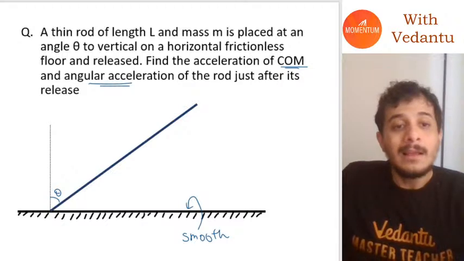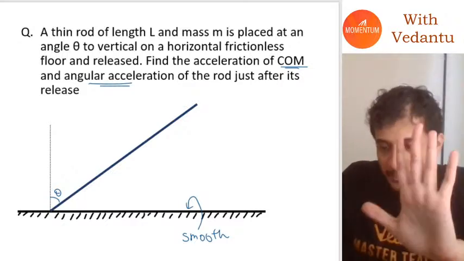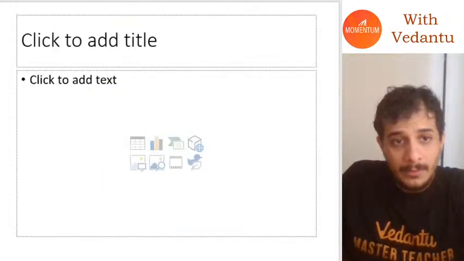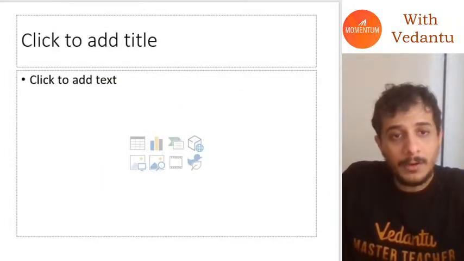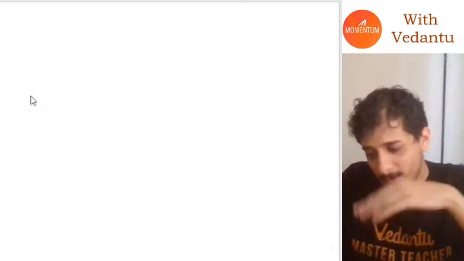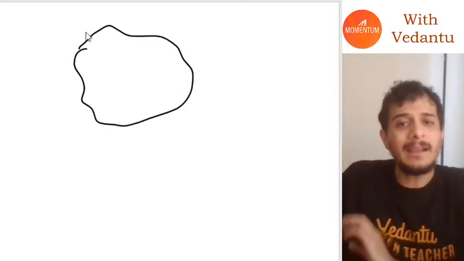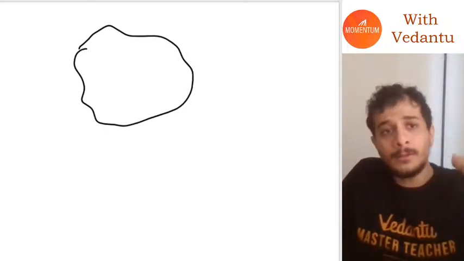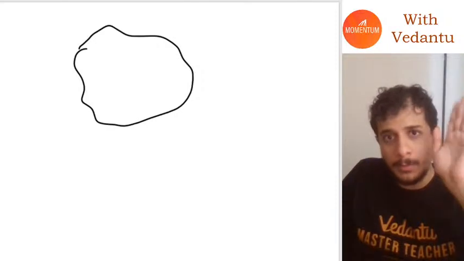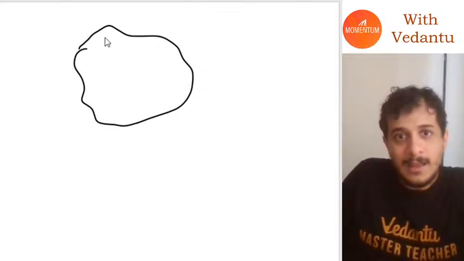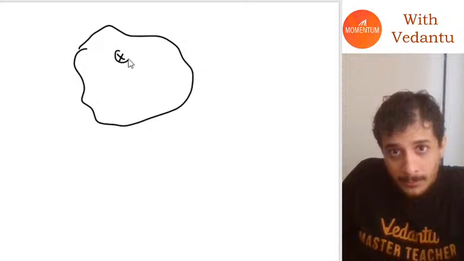Okay, guys, so let's talk about what instantaneous axis of rotation is. Very simply, let's say I have a body like this, a general, random body. First of all, let's assume that this body is hinged about this point.